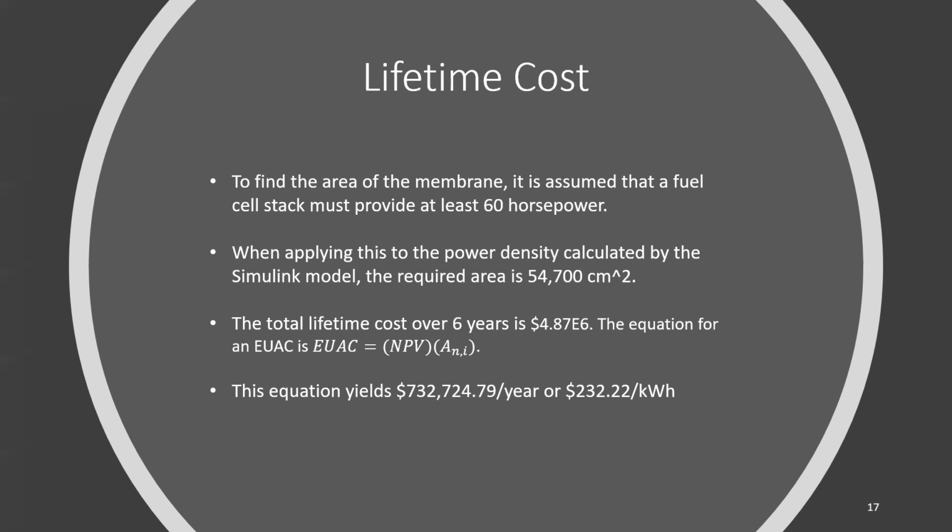And when determining the equivalent uniform annual cost, this number comes out to be $732,724.79 per year, or about $232 per kilowatt hour.